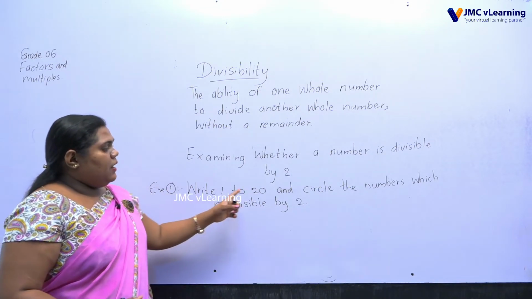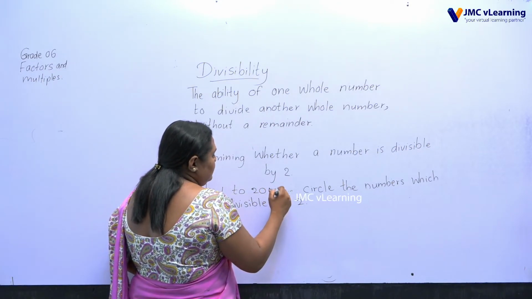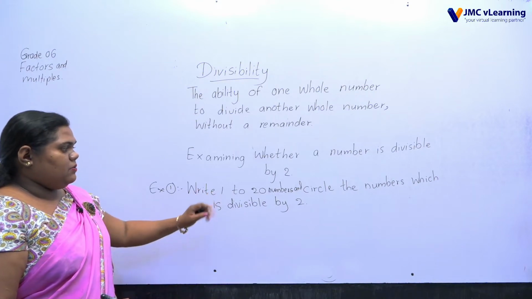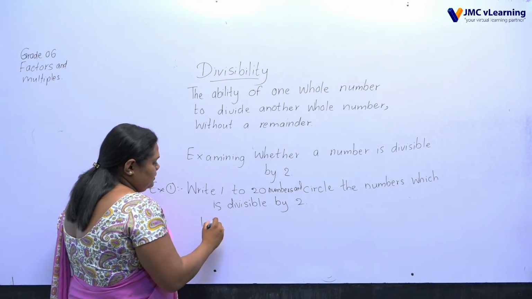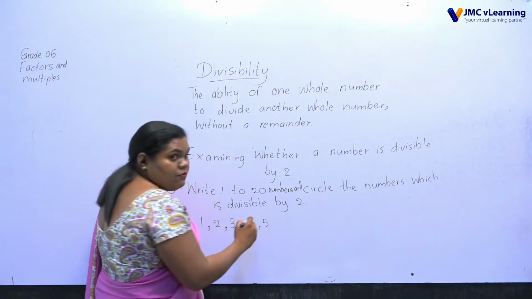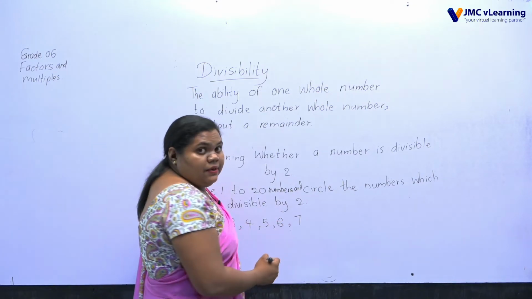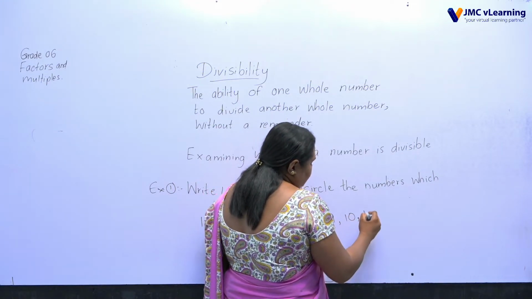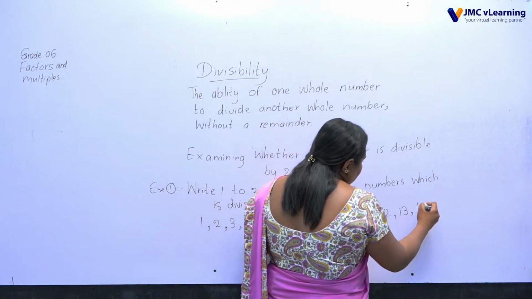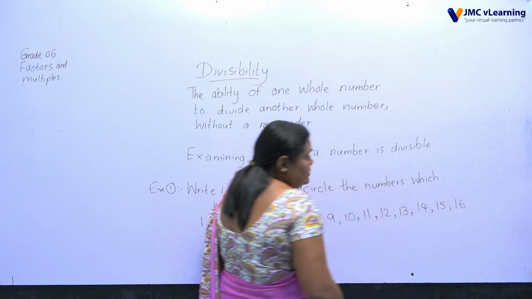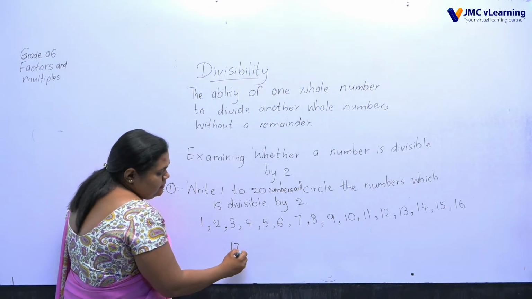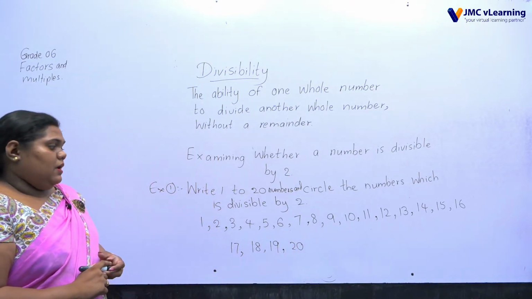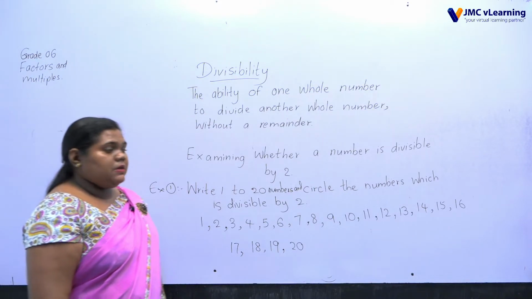Okay. Write 1 to 20 numbers. You must write 1 to 20 numbers and circle the numbers which are divisible by 2. 1, 2, 3, 4, 5, 6, 7, 8, 9, 10, 11, 12, 13, 14, 15, 16, 17, 18, 19, 20. Okay. Now, you want to circle the numbers which are divisible by 2.